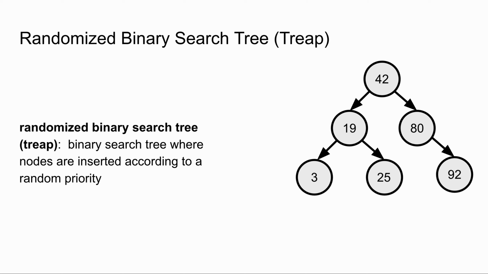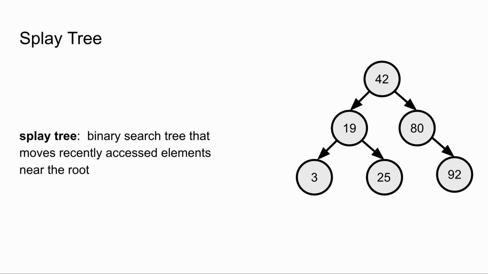A randomized binary search tree is also sometimes called a treap, as a portmanteau of the words tree and heap. A randomized binary search tree, or treap, is a binary search tree where nodes are inserted according to a random priority. A splay tree is a binary search tree that moves recently accessed elements near the root.